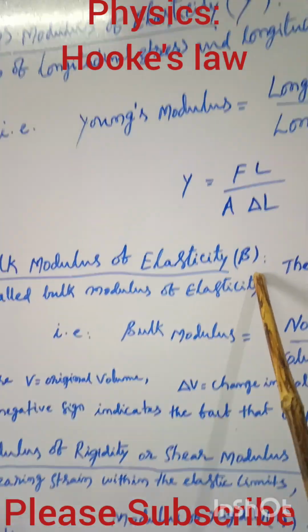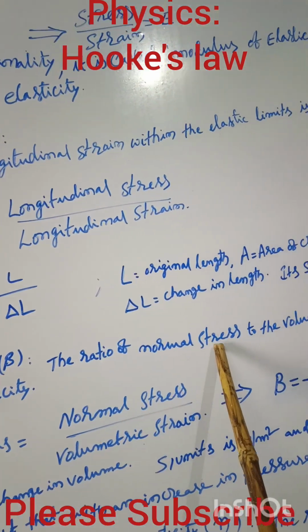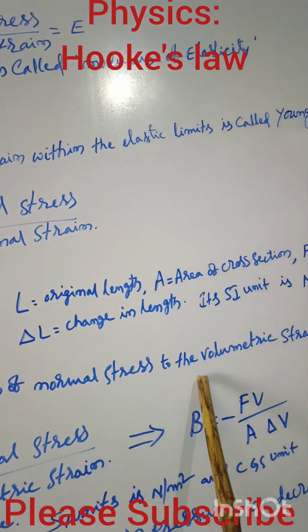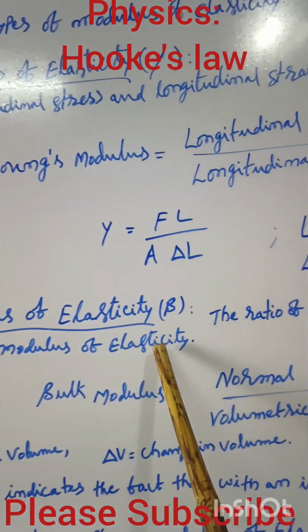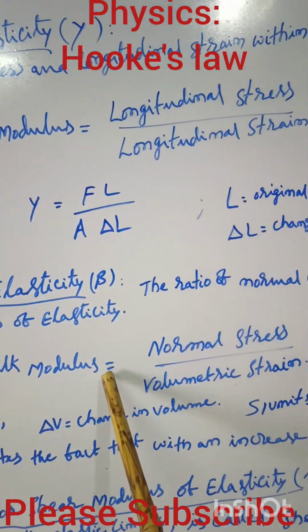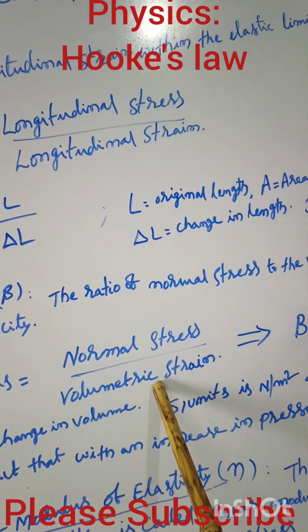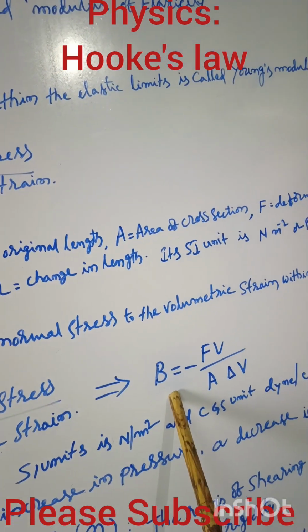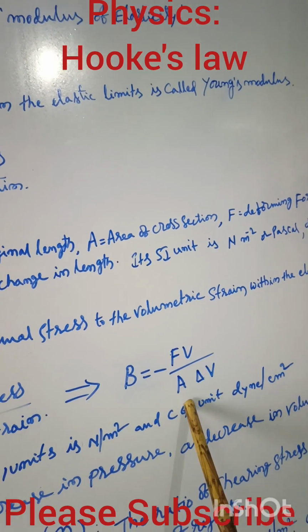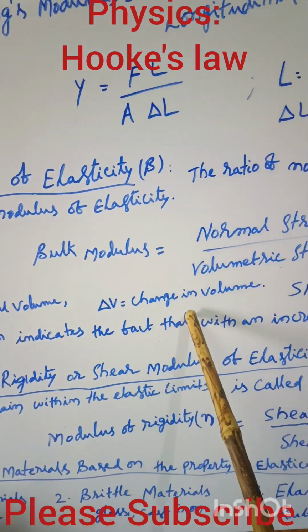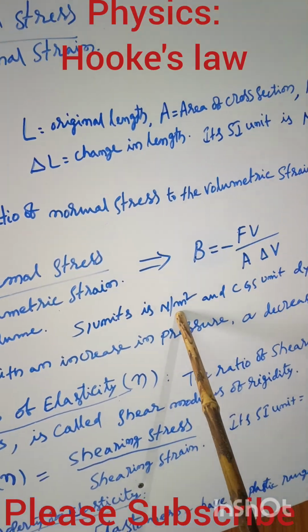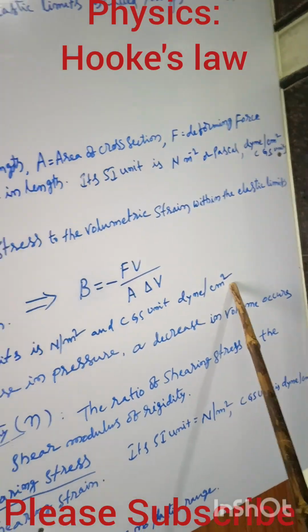Now bulk modulus of elasticity, beta. The ratio of normal stress to the volumetric strain within the elastic limits is called the bulk modulus of elasticity. So bulk modulus is equal to normal stress by volumetric strain. It follows B, beta, is equal to minus FV by A delta V. Here V is the original volume and delta V is the change in volume. SI unit is Newton per meter square and CGS unit is dyne per centimeter square.